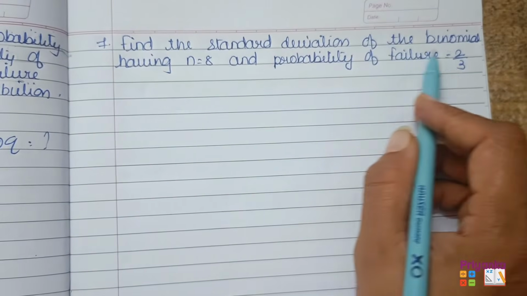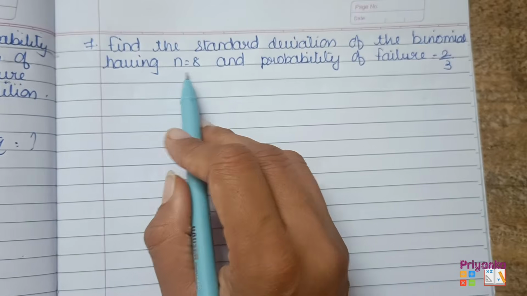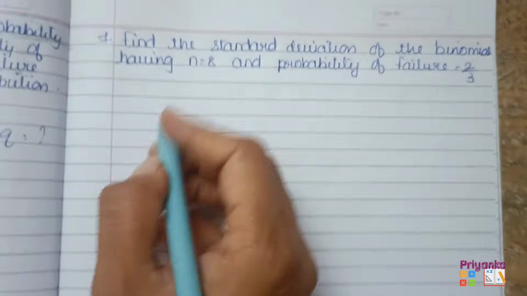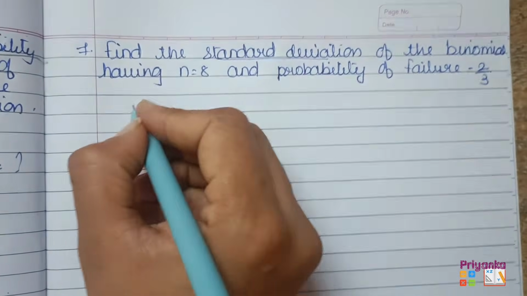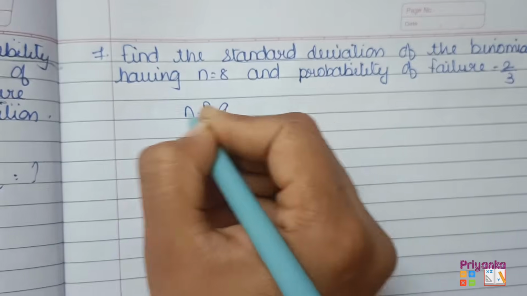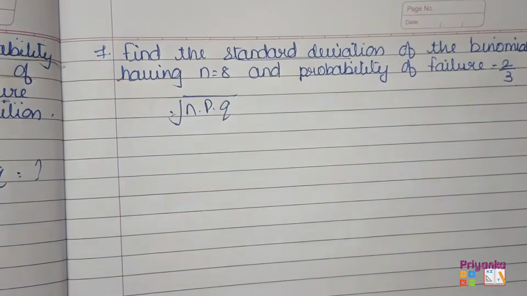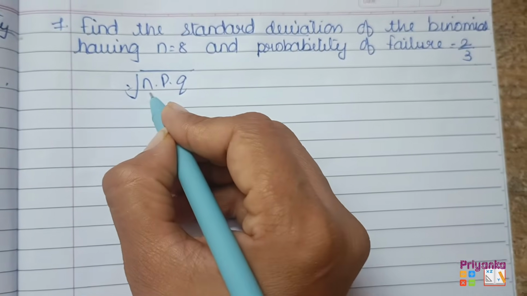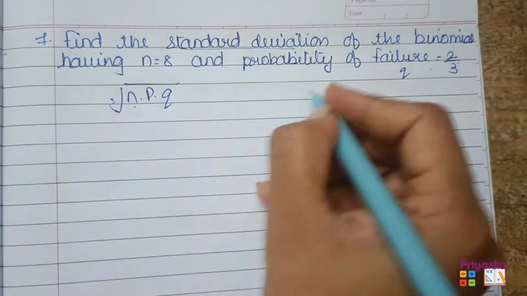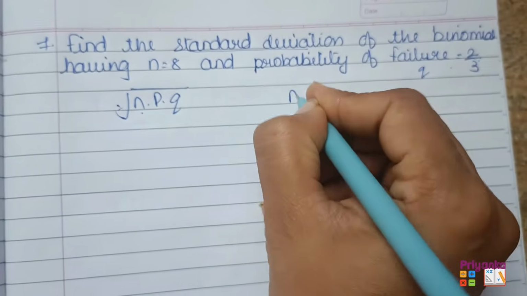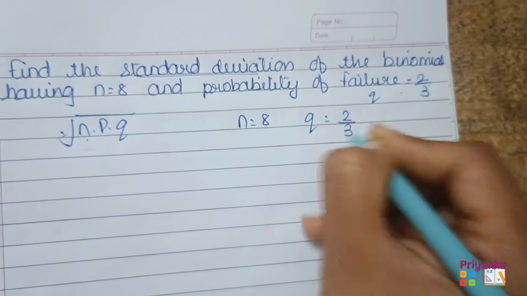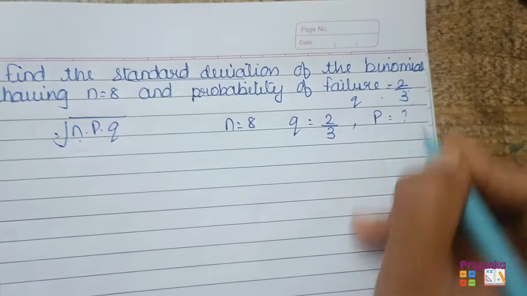Find the standard deviation of the binomial having n equals 8 and probability of failure 2 upon 3. Now, to find the standard deviation, if you remember the formula, it is the square root of npq. Here the n value is already given, that is 8. The probability of failure, that is q, is already given. So let me write down here that n is 8, q is 2 upon 3. Here the missing value is p.